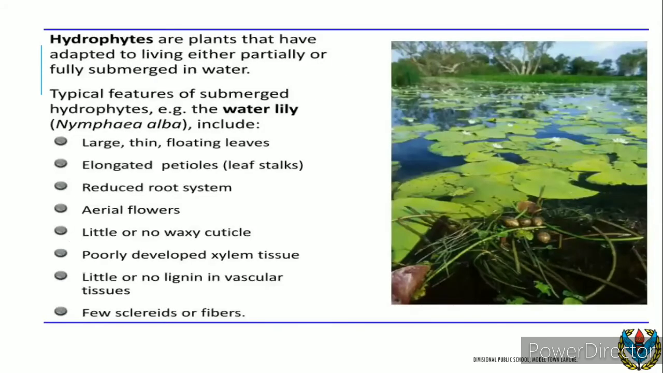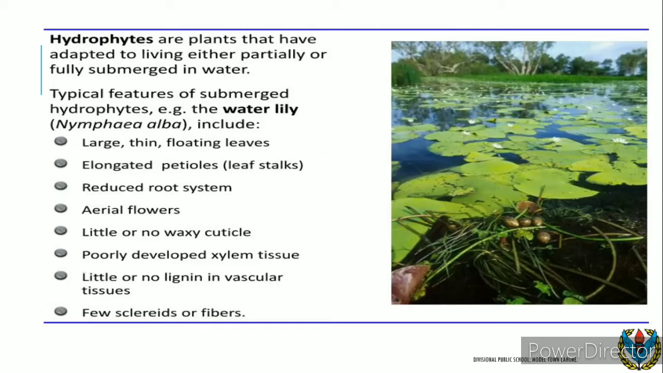Next. There are so many adaptive features of hydrophyte plants as mentioned in this slide. Hydrophytes are plants that have adapted to living either partially or fully submerged in water. An example is the water lily, whose botanical name is Nymphaea alba. It has large, thin, floating leaves, number one.